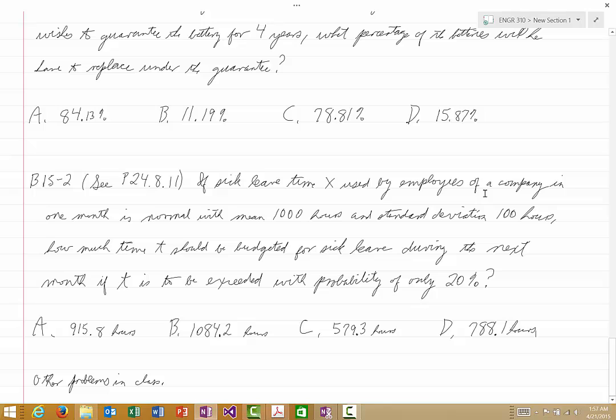if sick leave time X used by employees of a company in 1 month is normal with mean 1,000 hours and standard deviation 100 hours, how much time T should be budgeted for sick leave during the next month if T is to be exceeded with probability of only 20%?